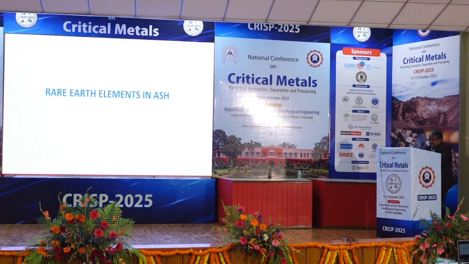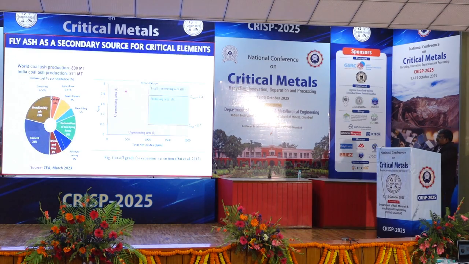Okay, now the entire presentation will be on the rare earth elements in ash, because if it is present in coal, ultimately we have to extract it from ash. When you combust the coal in the power plant, it gets concentrated because the ash content is 25 to 30%, so the concentration increases by 3 times when you burn coal in the power plant.